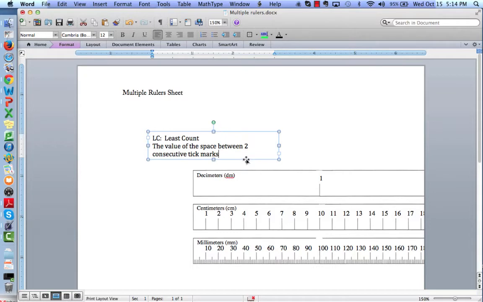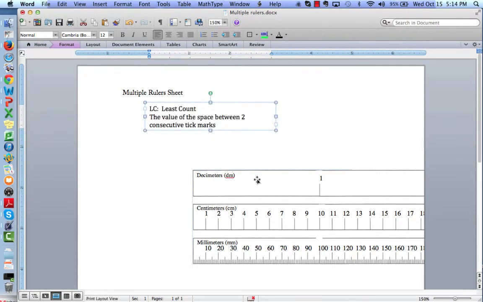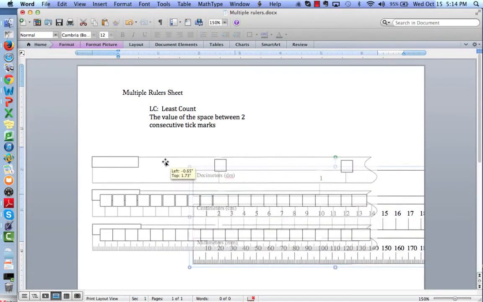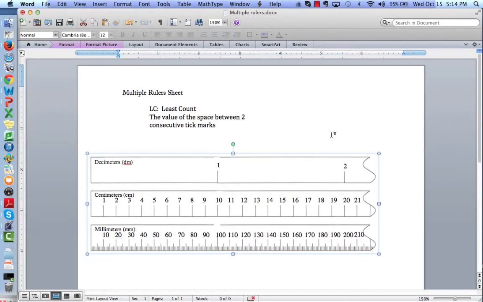So the least count doesn't change at different places along the ruler, for example. Now, these rulers, see how they kind of have this squiggly line over on the side? That's just to say the ruler keeps going on, but we're just cutting it off so we can do what we want to do. All right, so least count is the value of the space between the 2 tick marks.